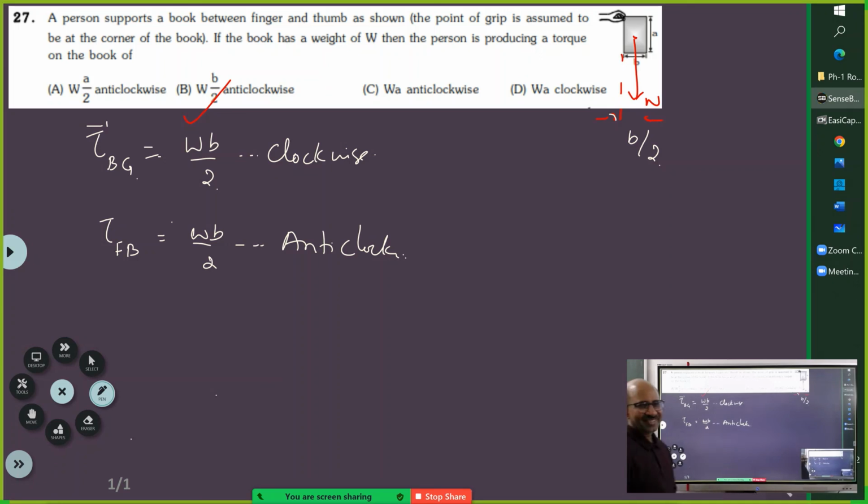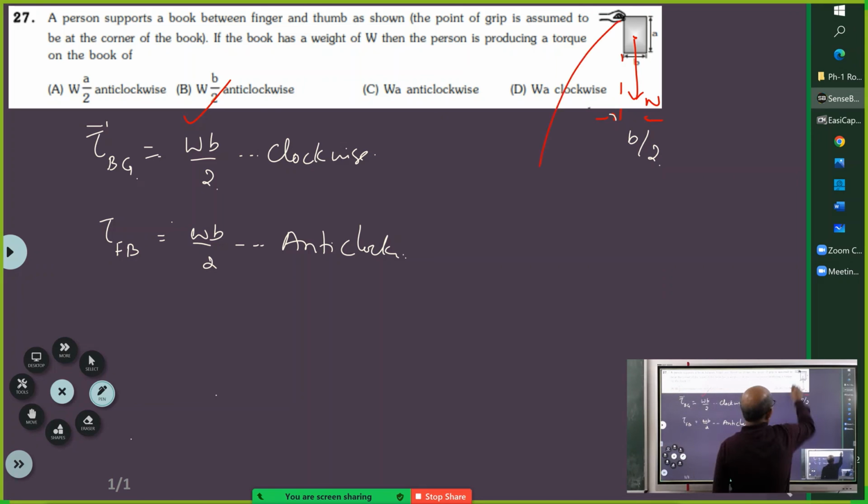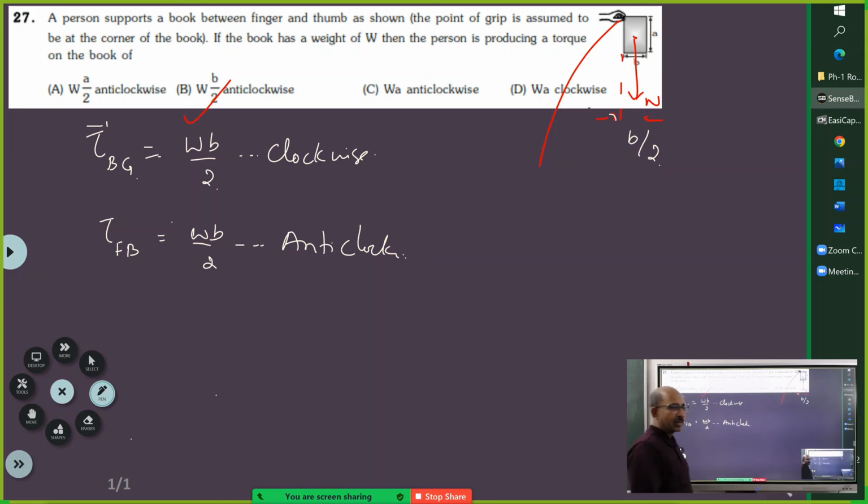Sir, are you writing that equation about the center of mass of that box? I am not writing any equation about the center of mass. I am writing the equation about this corner only. I am taking the torque at this point. The torque due to the book at that point and the torque due to the hand at that point should be equal and opposite. Come on, don't complicate it, man. It is simple.